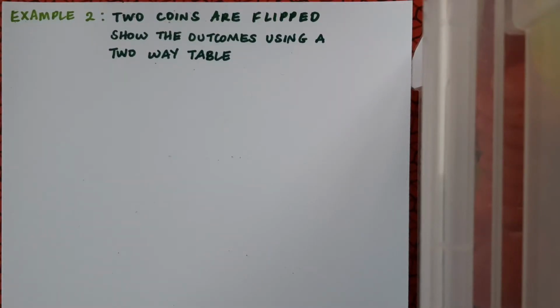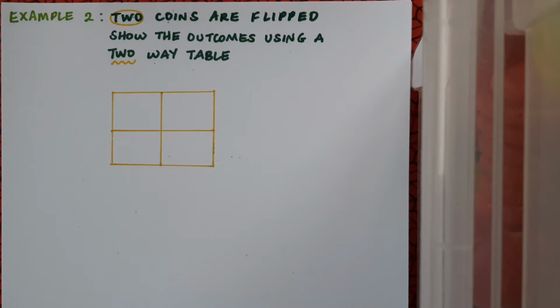In this one, 2 coins are flipped and we want to show the outcomes using a two-way table. So of course, in this question, there's 2 things happening, and so it makes sense to use a two-way table to represent that. And again, a two-way table is just a grid that allows us to fill in all the different situations that are going to occur.